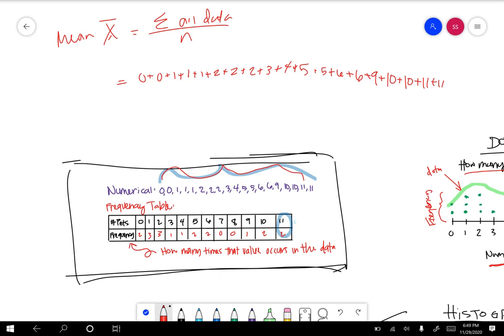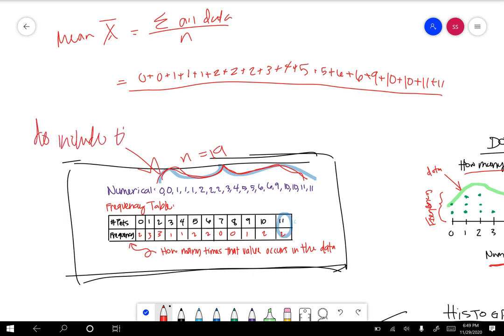So sum of all the data, we're going to add all of our data values up and divide by the number of data values. So if you count the number of values here, we have 19. We have 19. And yes, you do include the zeros. Okay, so we have 19, basically it's like 19 survey responses, right?